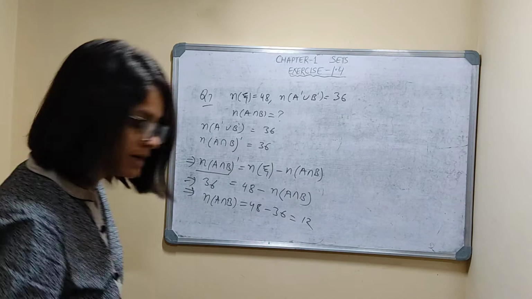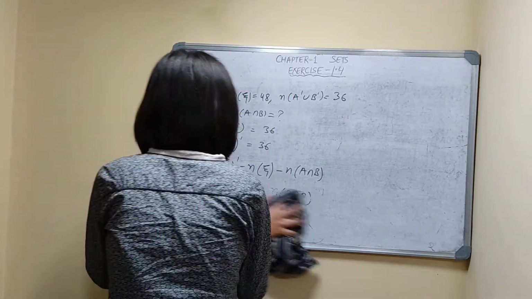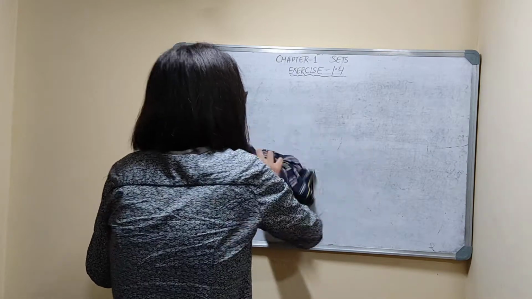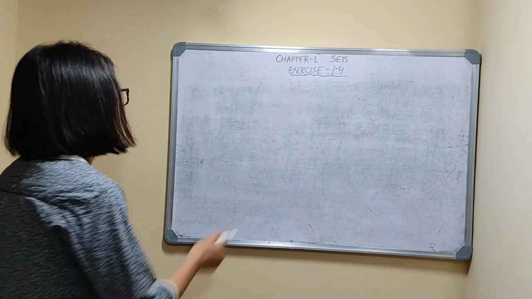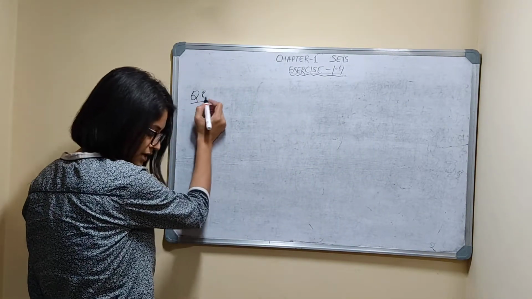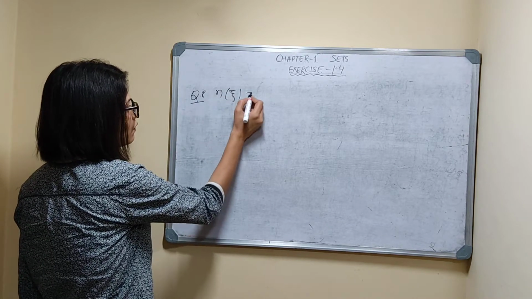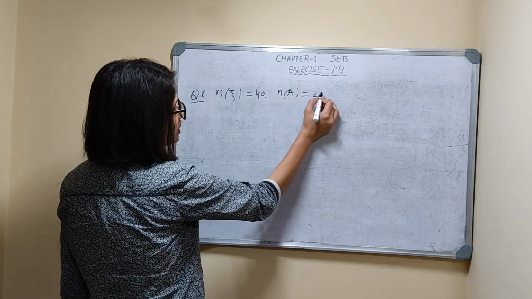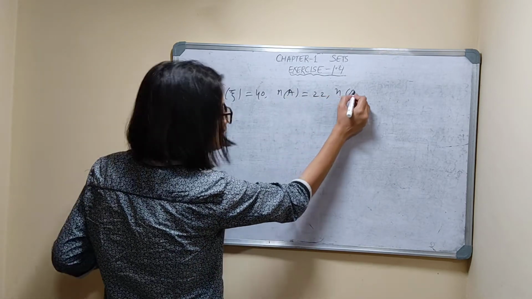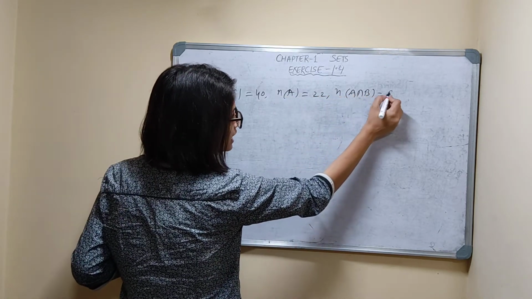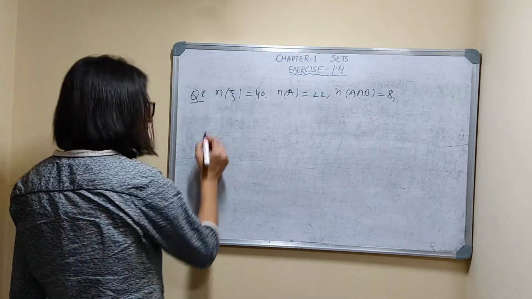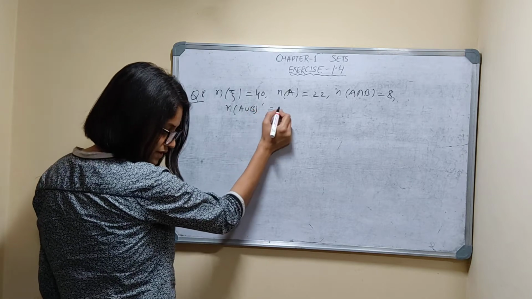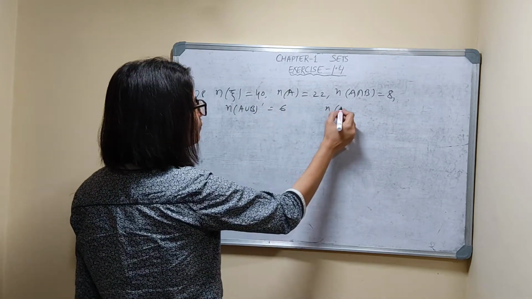So the answer is 12. Now question number 8. n(ε) is equal to 40, n(A) is equal to 22, n(A ∩ B) is equal to 8, and n((A ∪ B)') is equal to 6, and you have to find n(B).